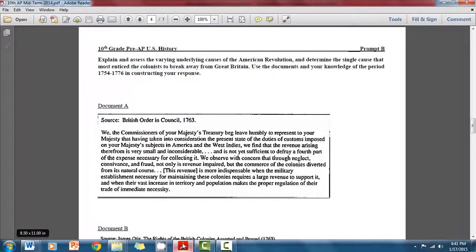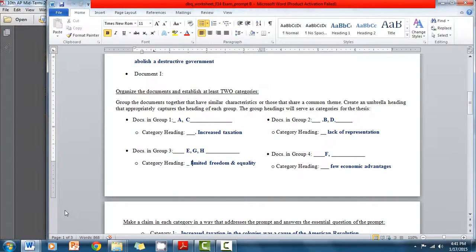And of course you want to create the label so that it answers the question. So if our primary question here is to explain and assess the varying underlying causes, our task is to classify the various different causes, not in a specific way, but in a general way. In the example that we used, increased taxation was a cause, evident in documents A and C. The lack of political representation was a cause of the American Revolution, evident in documents B and D. There was limited freedom and equality, evident in documents E, G, and H. And then there were very few economic advantages, which we classified as being evident in document F.